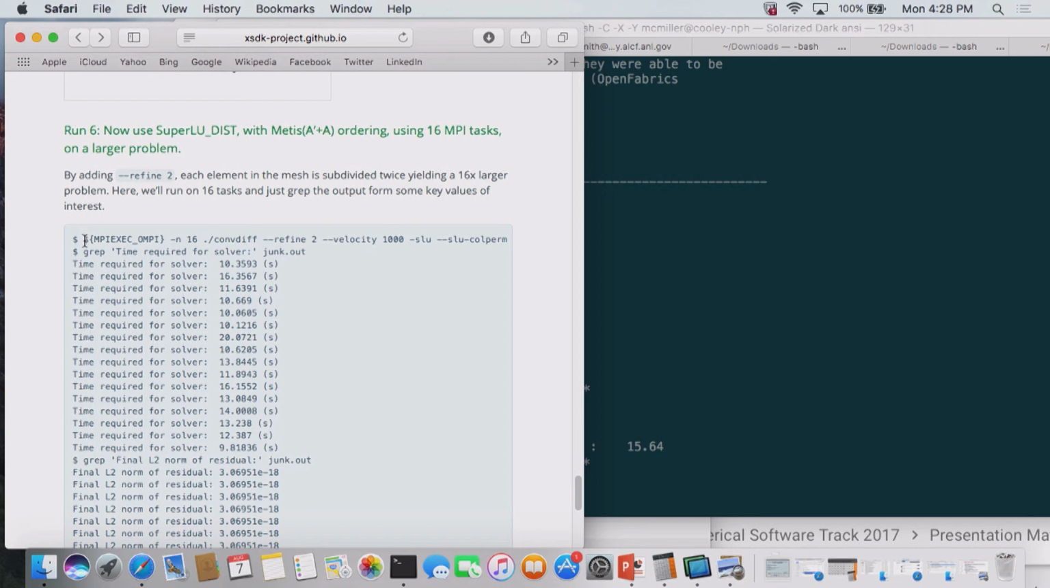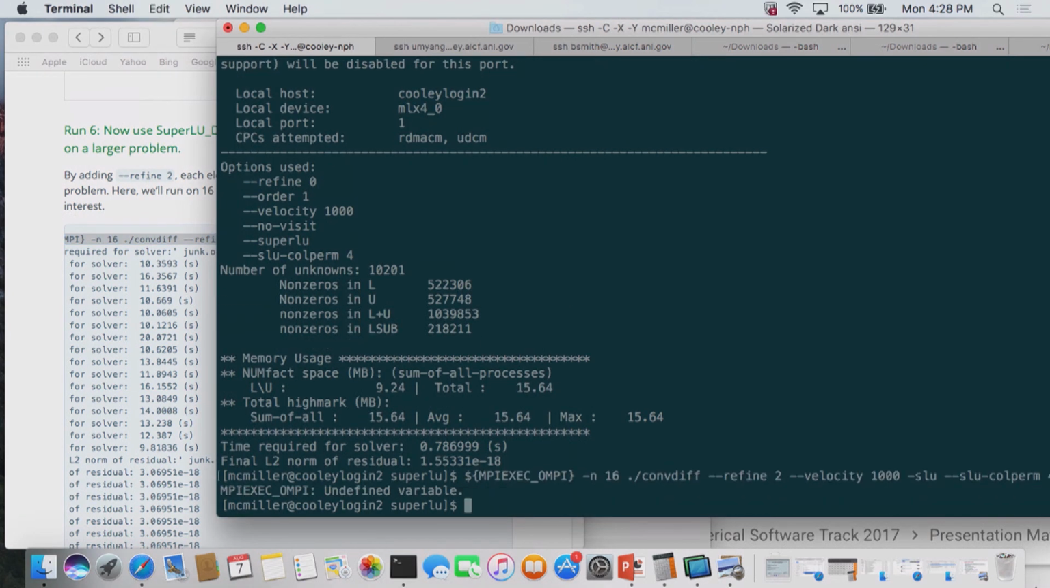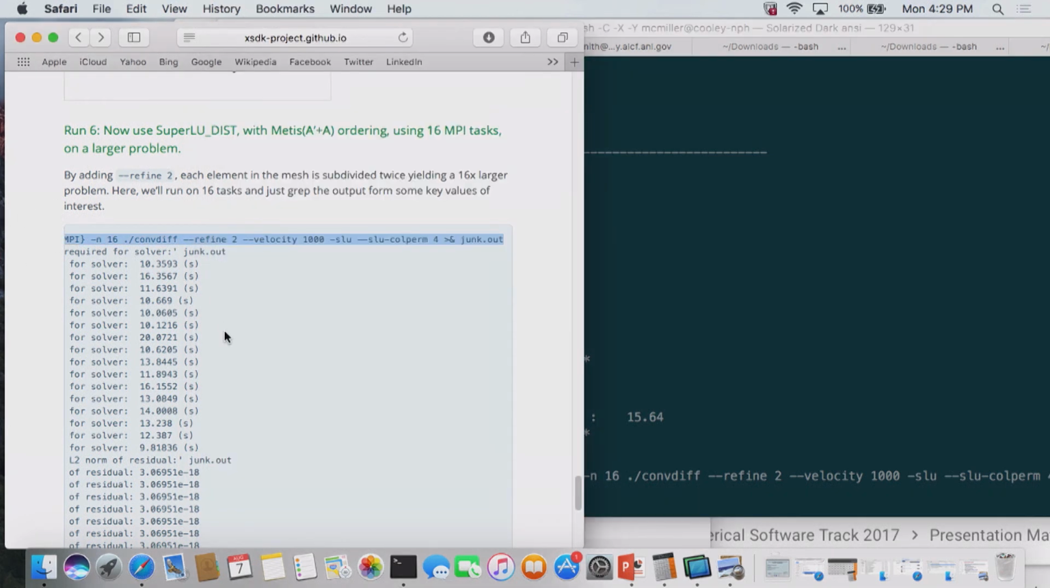Right, yeah. So thank you. Sorry, I forgot. So now we're going to do a 16 processor run. And what we're going to do is just grep the output here after it runs. Oops, sorry. I don't have this variable defined. My apologies, you can just look at the screen here while I resolve that.